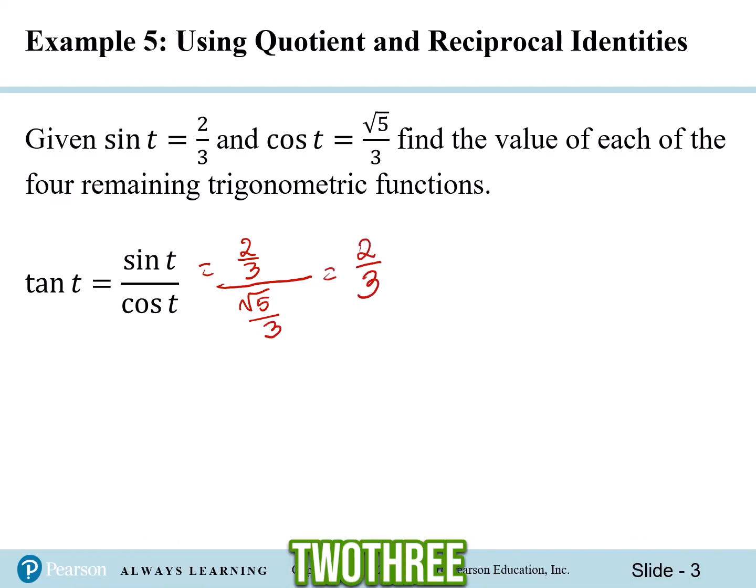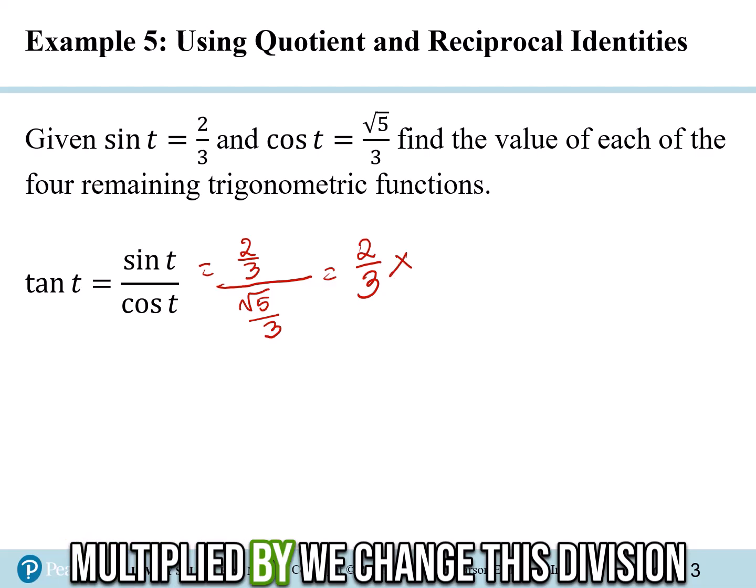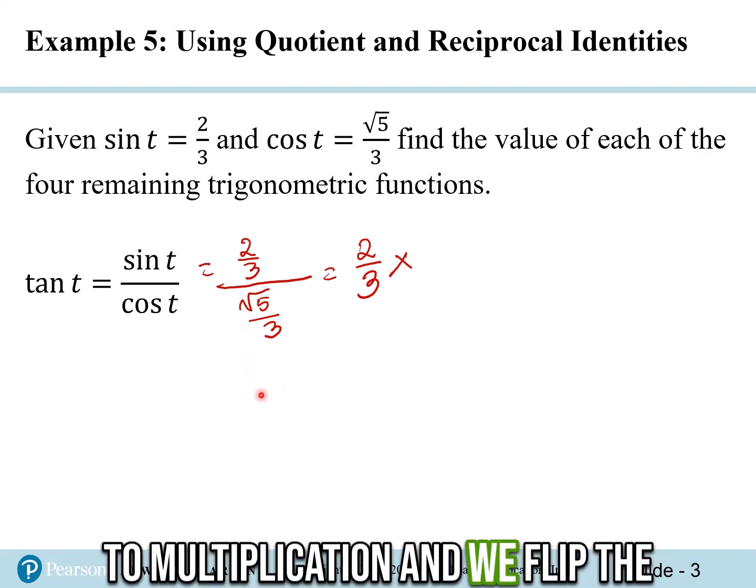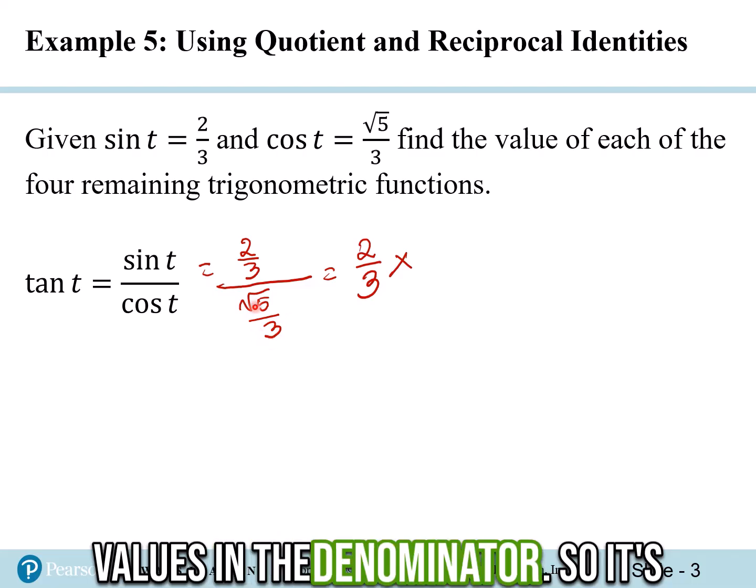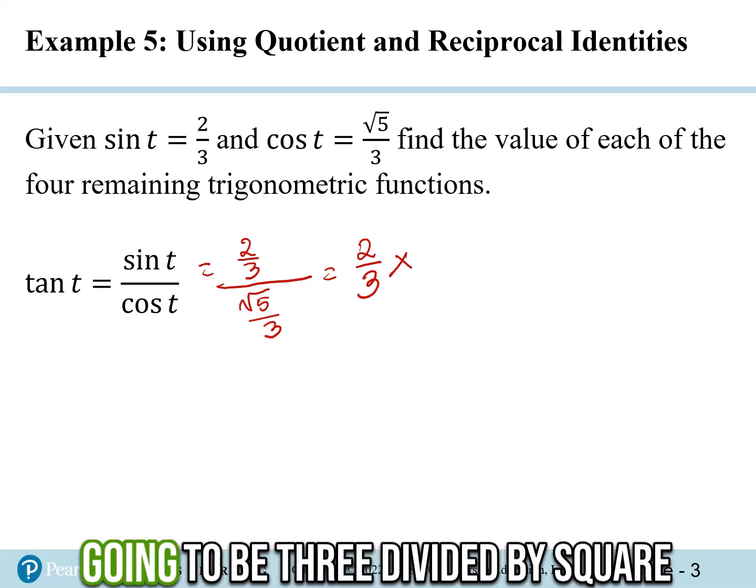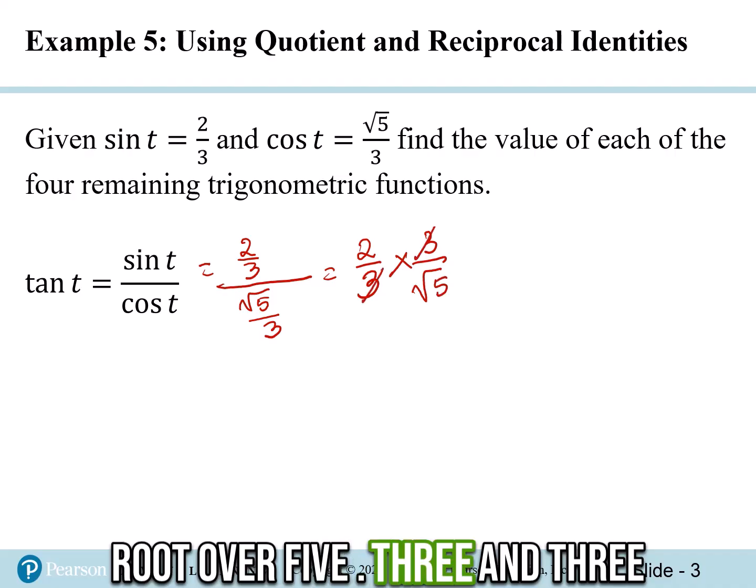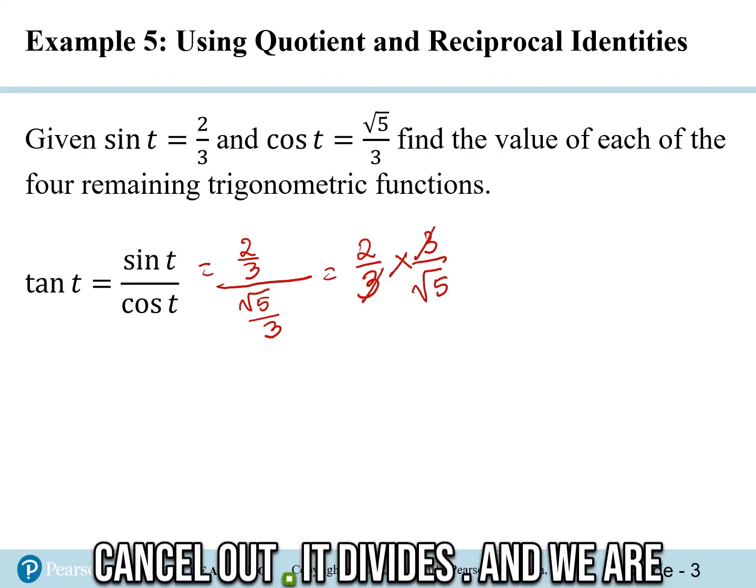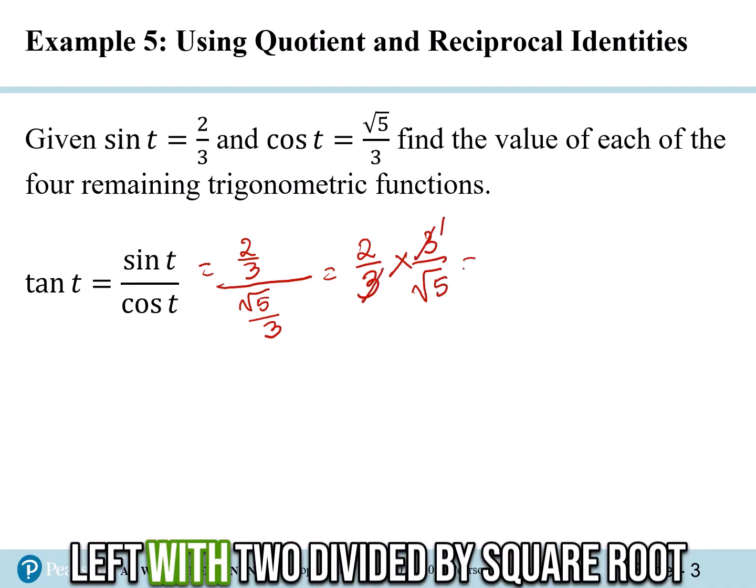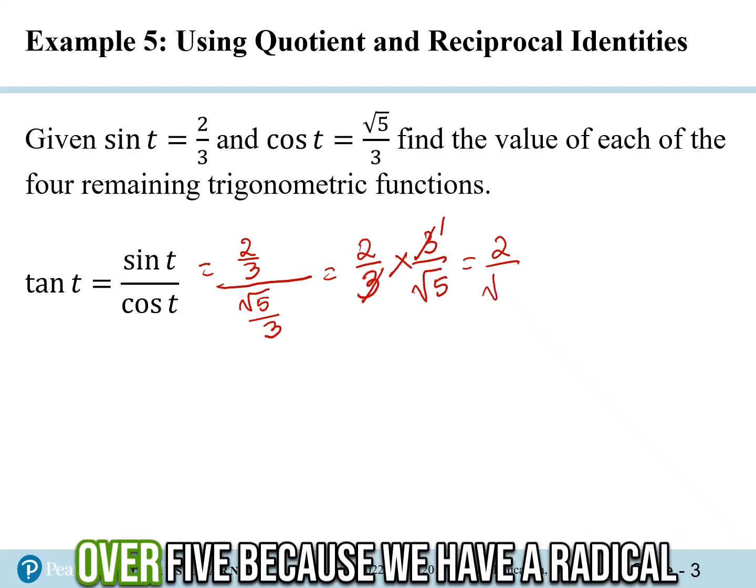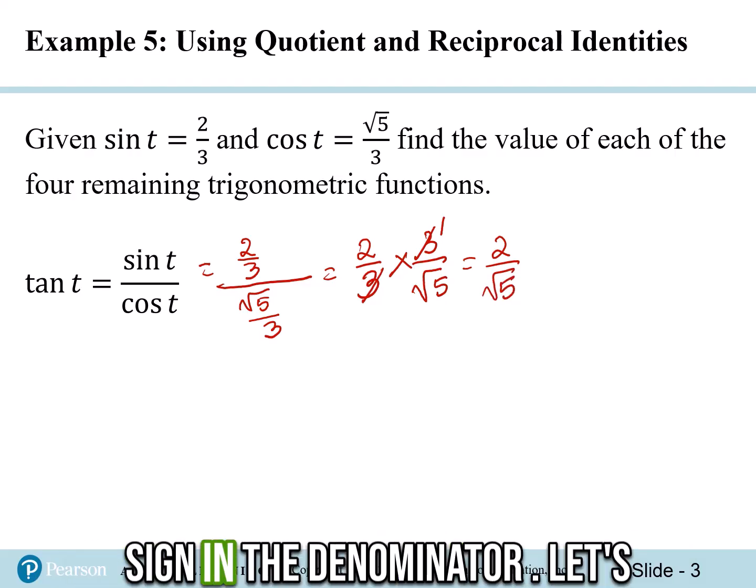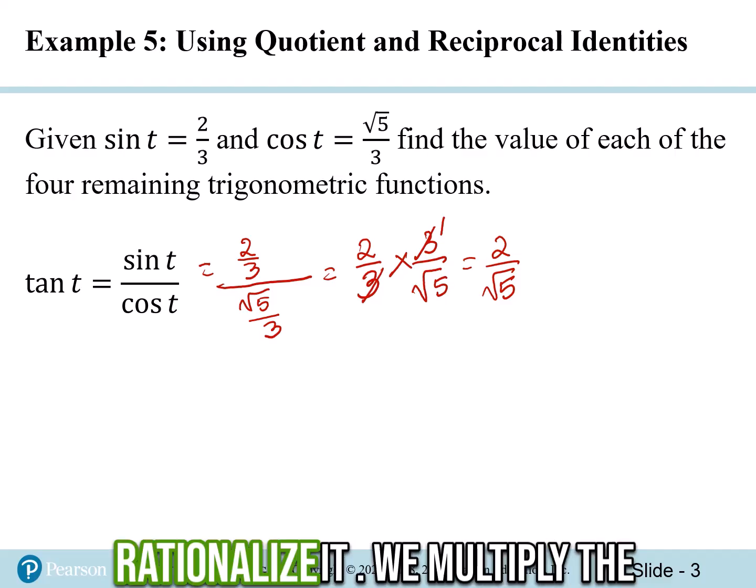We write 2/3 multiplied by, we change this division to multiplication and we flip the values in the denominator. So it's going to be 3 divided by square root over 5. 3 and 3 cancel out, and we are left with 2 divided by square root over 5. Because we have a radical sign in the denominator, let's rationalize it.